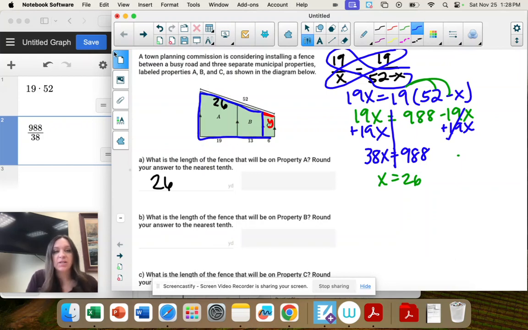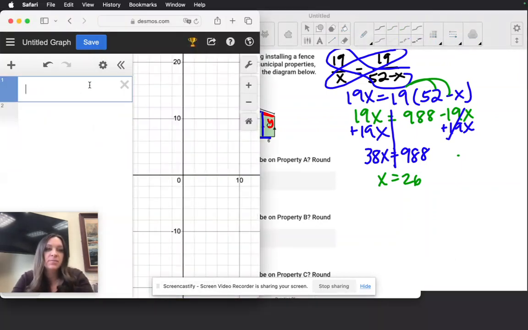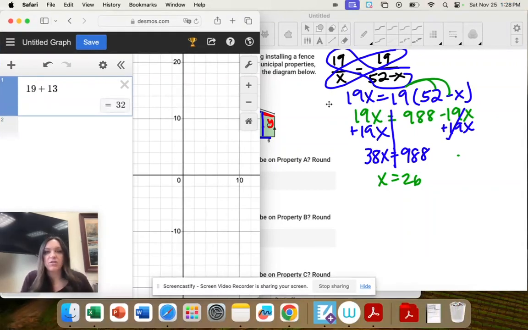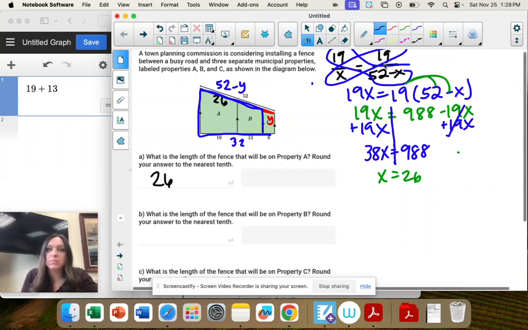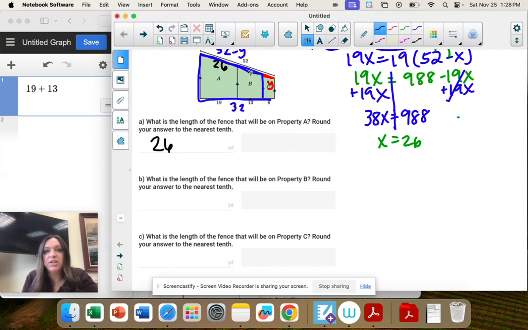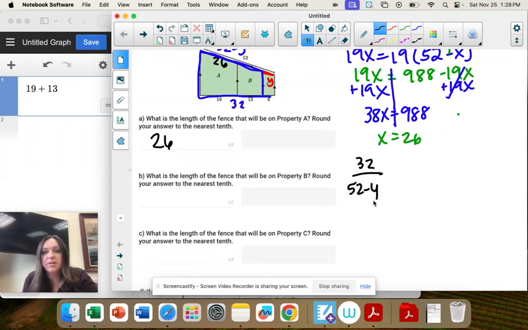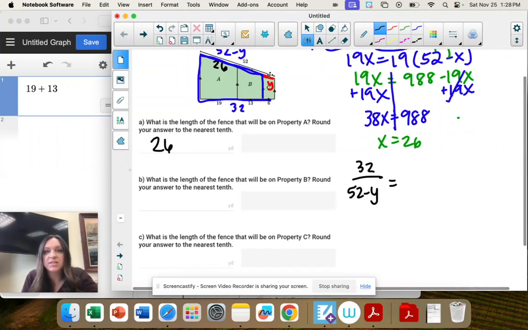So 19 plus 13, that bottom is 32. And then this whole thing is going to be 52 minus Y. Okay, I'm ignoring the 26 right now. So we have 32 that's proportional to 52 minus Y equals 6 to Y. And it's the same as last time.